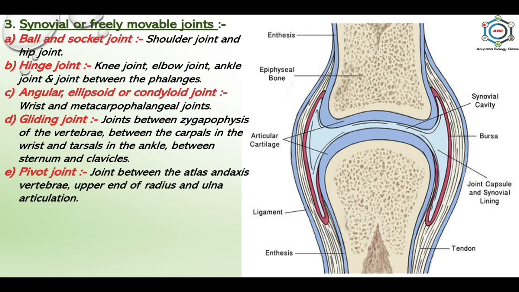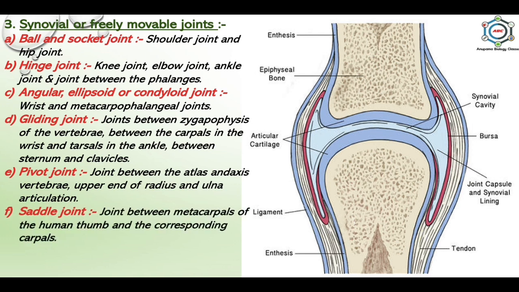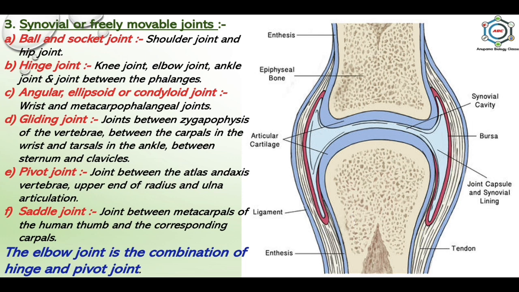Pivot joint: the joint between the atlas and axis vertebrae, and the upper end of the radius and ulna articulation. Saddle joint: the joint between the metacarpal of the human thumb and the corresponding carpal. The elbow joint is a combination of hinge and pivot joints. All the movements which occur in animals are only at the joints.